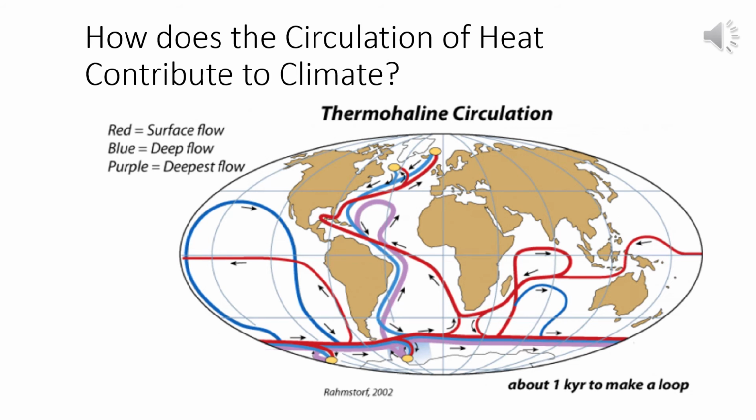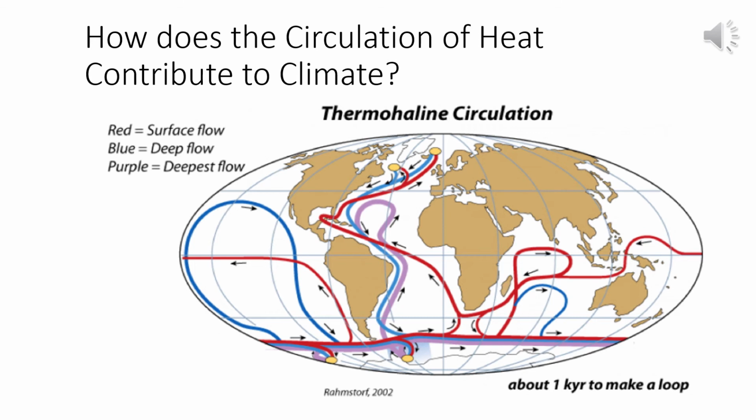However, it's important to notice a couple different deep and surface flow on this diagram. Take a look at the coast of North America. You'll see 2 different pieces, red and blue. Those make up the North Atlantic Current, which carry warm water up the coast of North America toward Europe.